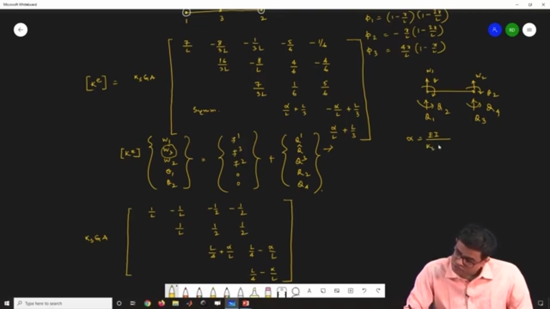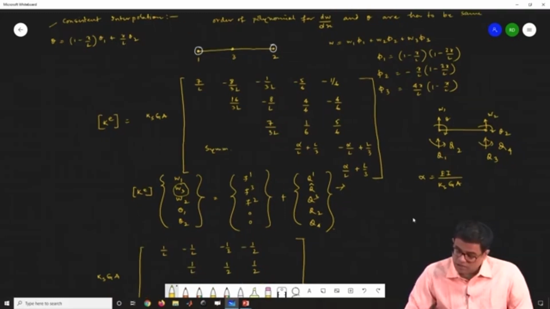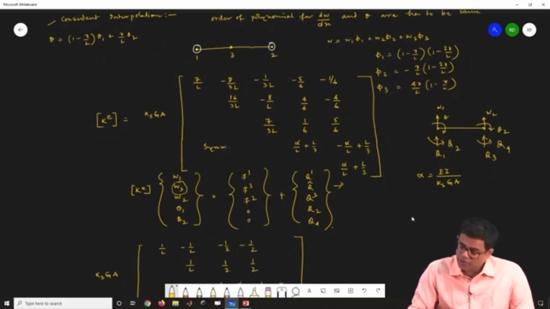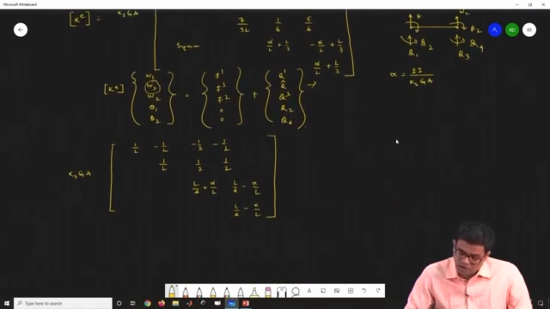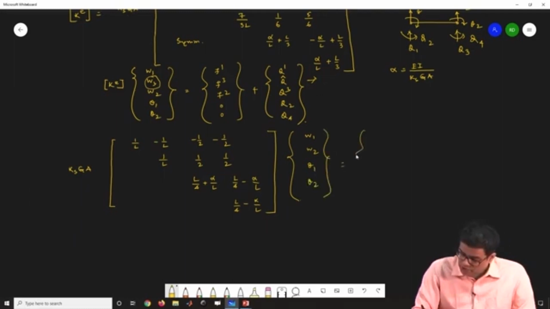So, alpha is EI by KSGA. This is just taken common, because the bending terms contain it. So, KSGA multiplied by alpha is actually EI. Now, this is my stiffness matrix. Now, I arrange it as W1, W2, theta 1 and theta 2. This looks like a very simple thing, but only the force vector will now change.